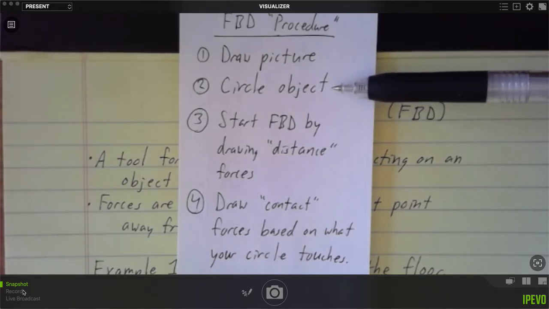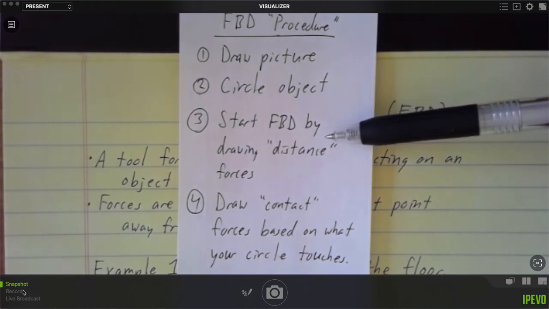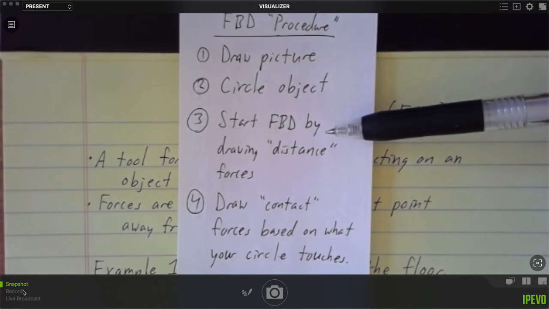The next part is actually, I think, really important. Circle the object that you are going to draw a free body diagram for. That comes into play in a couple steps. Start your free body diagram by drawing in the distance forces. So there are some forces that act at a distance. We only know about gravity right now, and so you're going to start all of your free body diagrams by drawing the gravity force in, based on the rules for gravity.